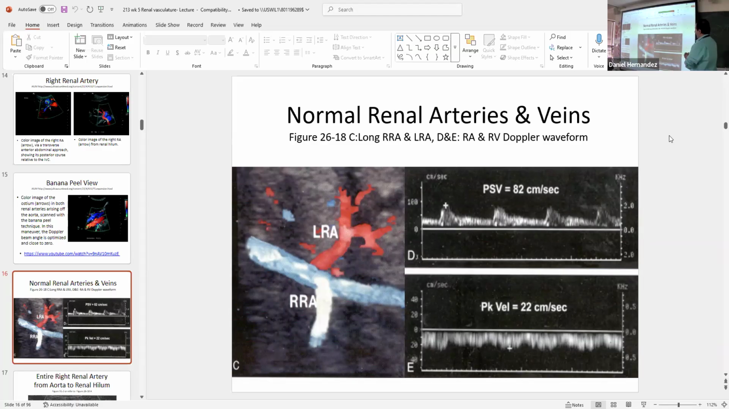RIs should be in that 0.6 range, 0.5, 0.6, 0.7 at the high end. With the renal veins, there is some pulsatility to it, some slight pulsatility, some slight respiratory variations to it.